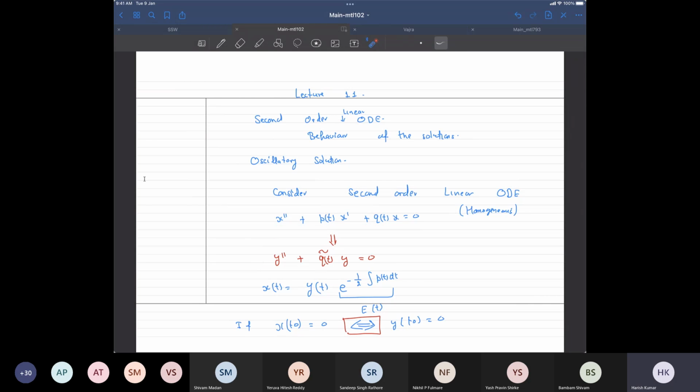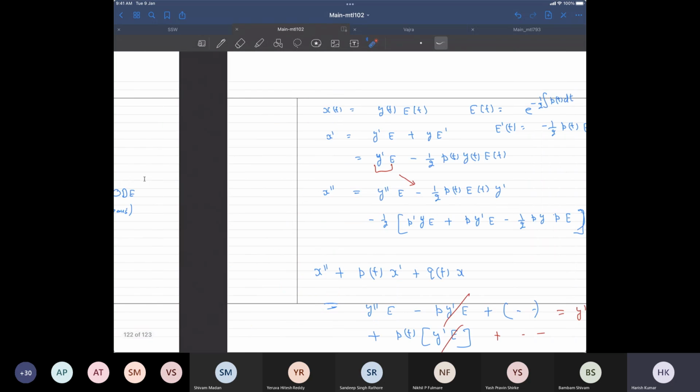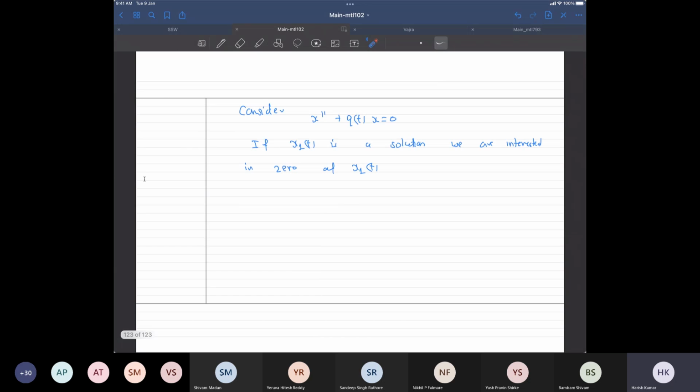Is this point clear? If I'm interested in zeros of the solution, it's enough if I consider this kind of ODE. Is this point clear from this discussion? Yes, sir. So that's why I will only look at this kind of ODE for this discussion. And this discussion will only be important when I'm looking at the zeros of the solution. For other things, of course, it is not straightforward. But the critical point for us is that I'm interested in only zeros of the solutions.